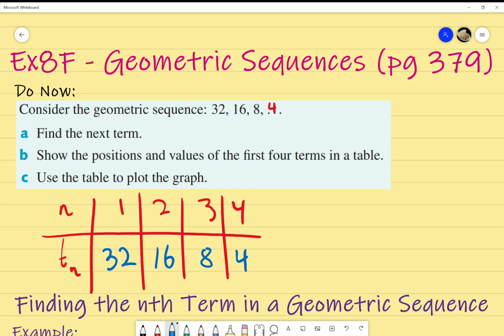Before I plot the graph, should the graph be a straight line or a curve? Curve, good. It should be going down as a curve as well. So let's draw our graph over here. 0, 1, 2, 3, and 4. I know my first value, my largest value.